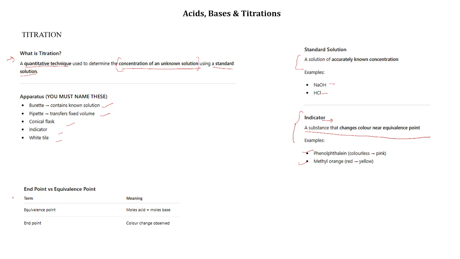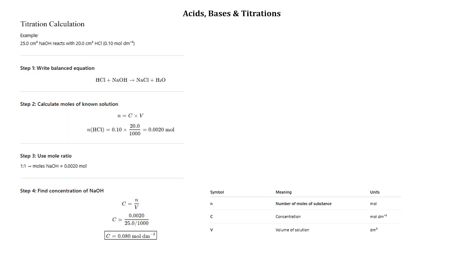Now here we have two terms, endpoint and equivalence point. Be very clear with these terms. The equivalence point is the point where the moles of acid and the moles of base are equal. The endpoint is where the color change is observed. When you see the color change happen, that is your endpoint. But the equivalence point is where the moles of acid are equal to the moles of base.